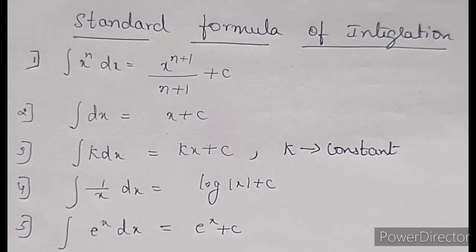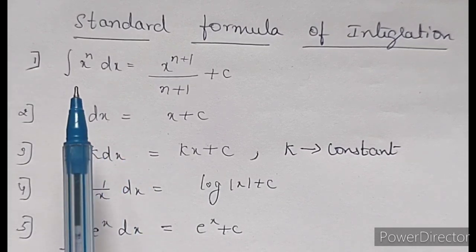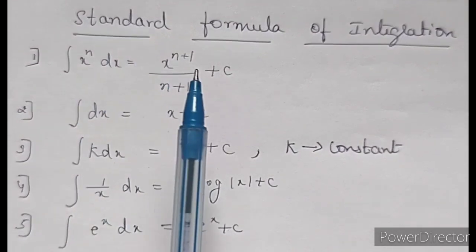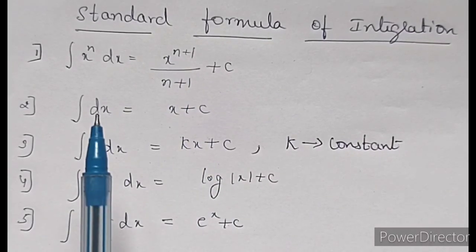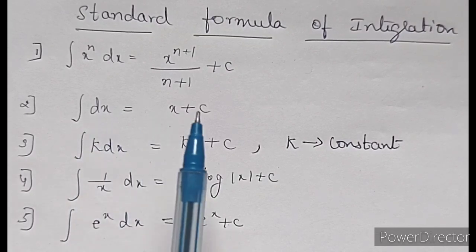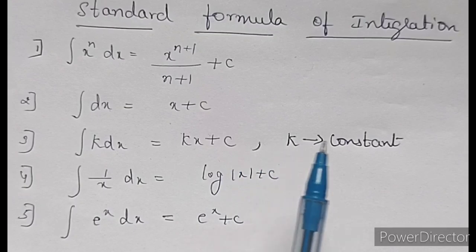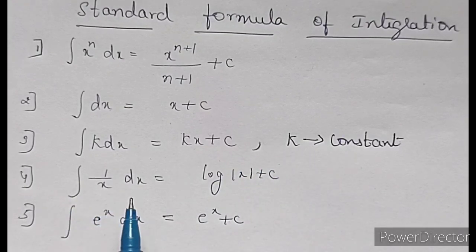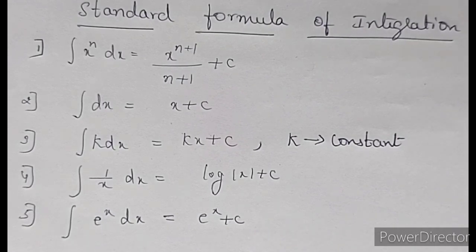Various standard formulas of integration. In today's episode we shall use these 5 standard formulas of integration to solve the problems. The first one is integration of x to the power of n dx is equal to x to the power of n plus 1 divided by n plus 1 plus the constant of integration c. Integration of dx is x plus c. Integration of k dx is equal to kx plus c, where k is a constant. Integration of 1 by x dx is log x plus c, and integration of e to the power of x dx is e to the power of x plus c.